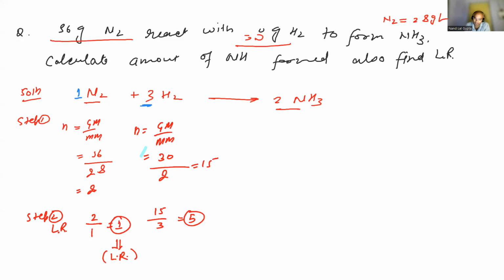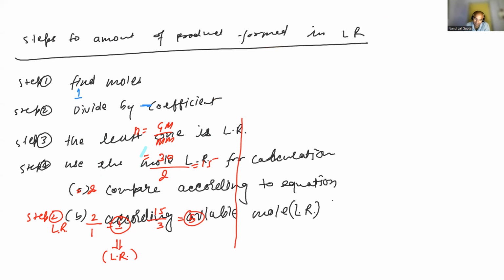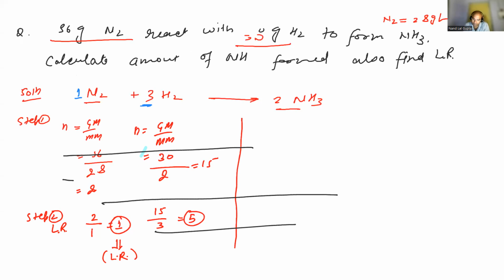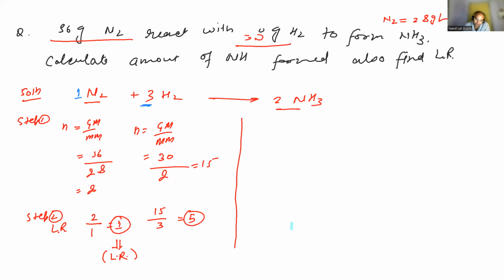Now go with step number 3. Can you guess what is step number 3? Step number 3: all reagent we find. Step number 4, we need to use that one. And step number 5, compare according to equation, and next one according to available. So see, if I compare according to equation, here how many mole N2 give 2 mole NH3. So according to equation, you may find a little bit of difficulty.